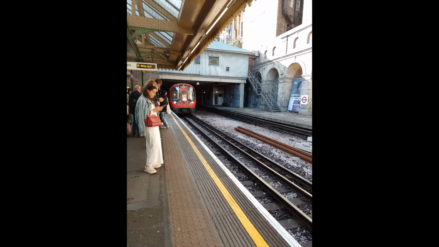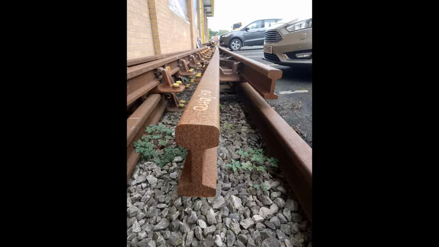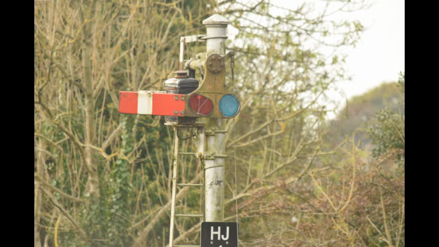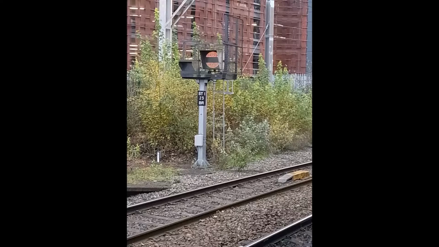If we're shunting into the forward section in absolute block, then what we do is we send 3 pause 3 pause 2. And again, we're saying, can we do it? No, we are doing it. There is an exception to this, which is if the signal box that we're shunting into their section is closed and they open the signal box while we're already doing it, then we'll send it, and at that point it's we're already doing it, mate, because you weren't there.